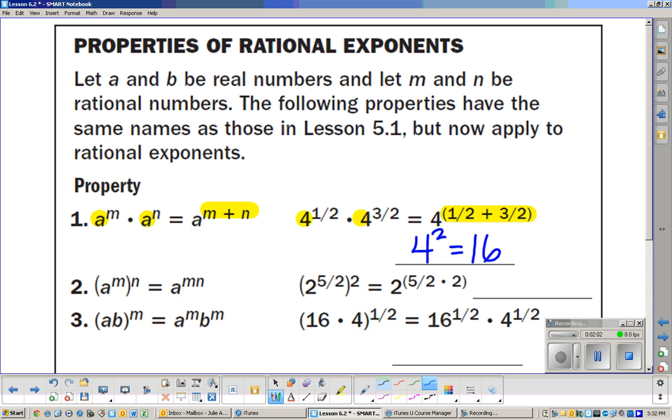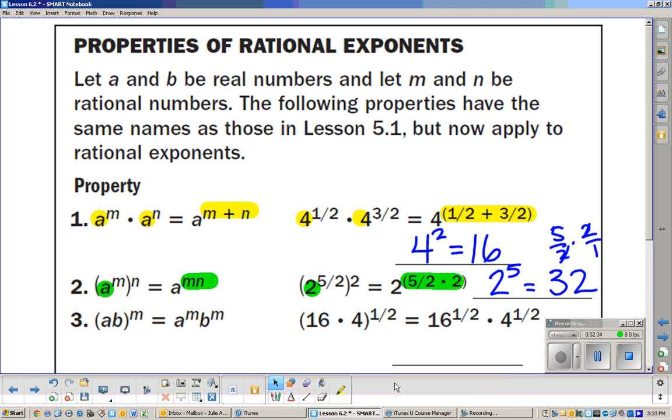You get a 16. The next property we have has to do with the power to a power. If we have one base with two exponents, we multiply those exponents. So here we have the base 2 with two exponents. It shows that we're multiplying those exponents. Remember how to multiply 5/2 times 2. Put it over 1, cross out the 2's. That means you're going to get 2 to the 5th. Simplify that, and 2 to the 5th is 32.